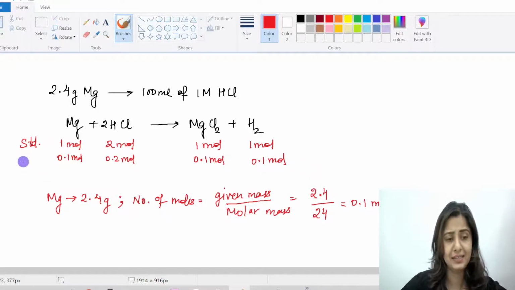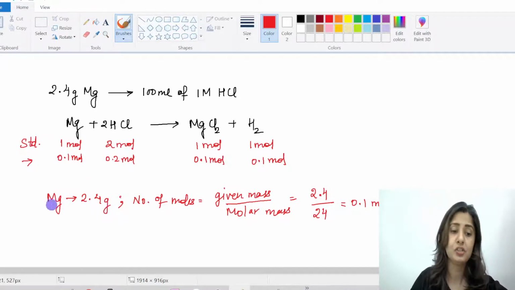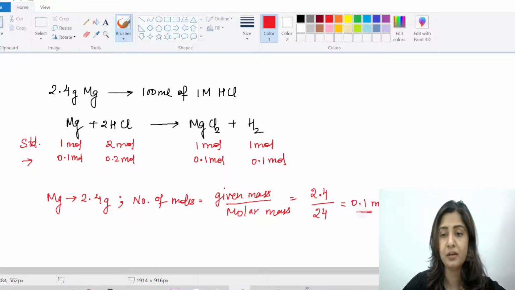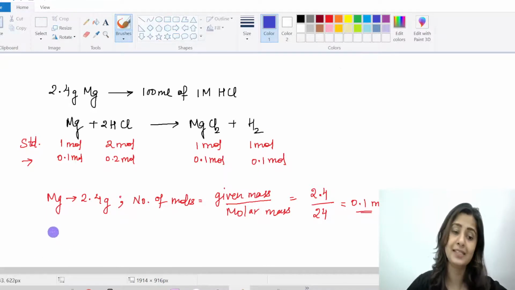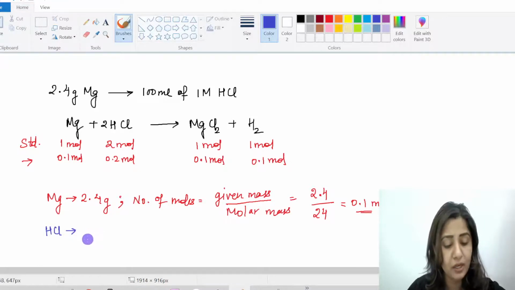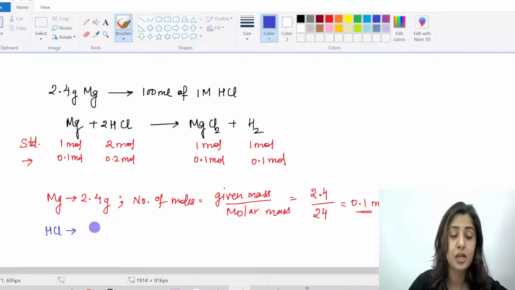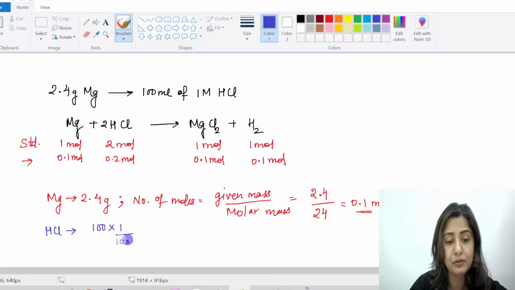But is this correct? We will only get to know when we know the limiting reagent. We got to know that magnesium is 0.1 mole. Then let us calculate it for HCl also. How much HCl do we have? It is given as 1 molar HCl, which is 100 ml. So 100 into 1 molar, and we know that 1 molar means 1 mole of HCl in 1000 ml of solution. When you calculate it, it will come as 0.1 mole. So HCl is 0.1 mole.